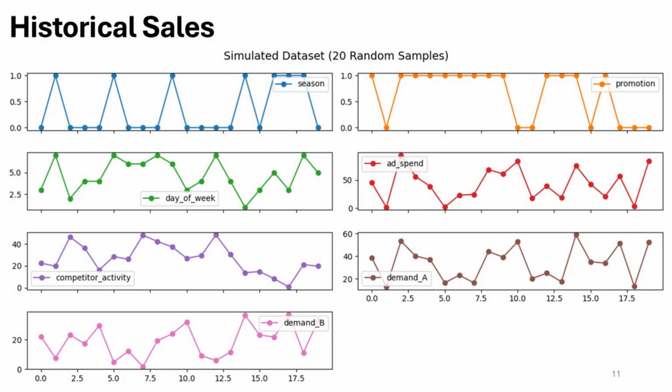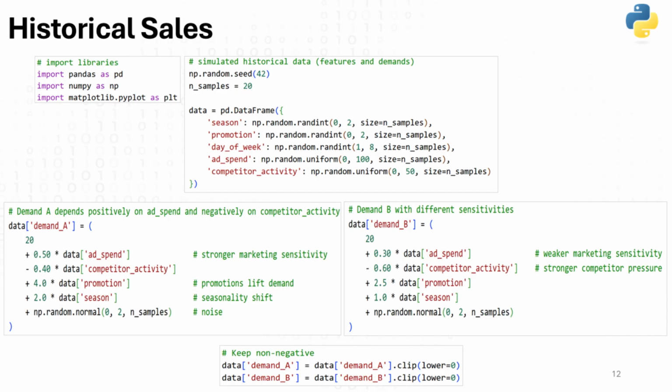The most important part of this data is found at the bottom. Here we see the actual recorded demand for product A and product B. By looking at all these charts together, we can start to see patterns. For example, we might notice that demand often peaks when a promotion is active or when our advertising spend is at its highest. Now let us look at the logic behind this data using the Python programming language.